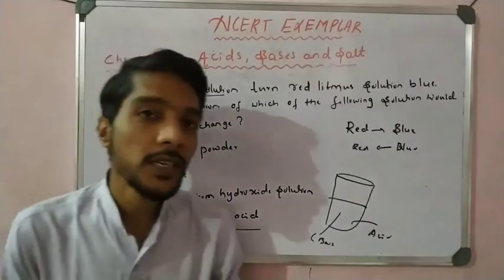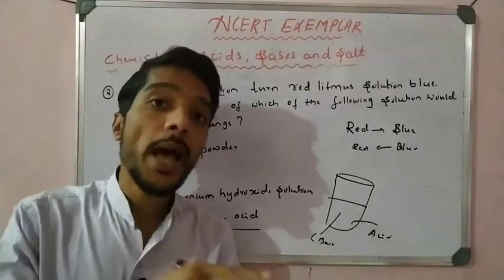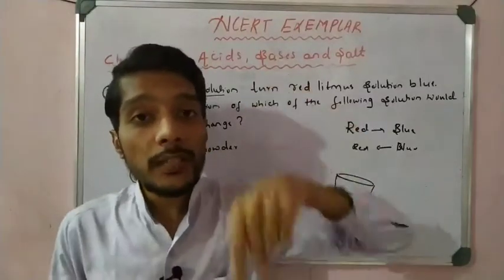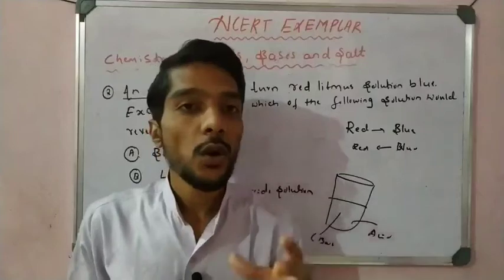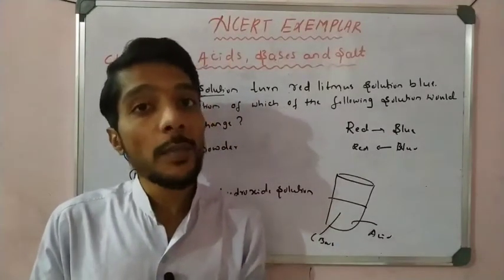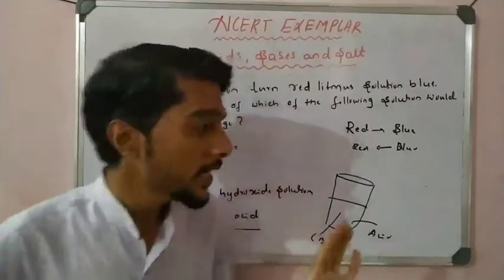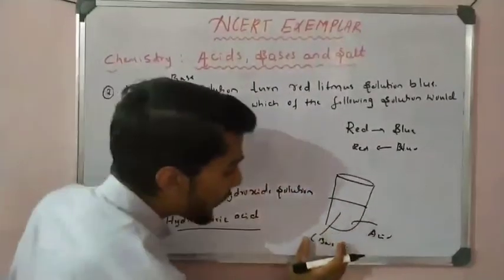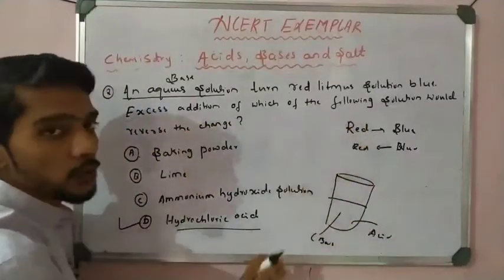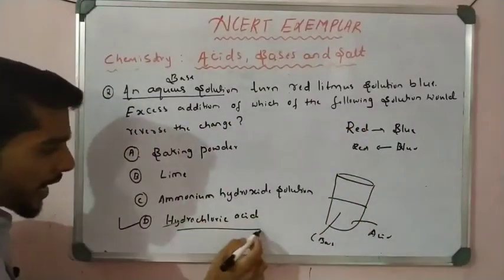If the base is present, we neutralize the base by adding the acid, right? If the acid is present, we add the base to neutralize the acid, right? So how do you neutralize base? By adding the acid. How do you neutralize acid? By adding the base, opposite, right? That is very important. So it is having base, which means we must add acid here to get this reverse solution. So hydrochloric acid is the solution.